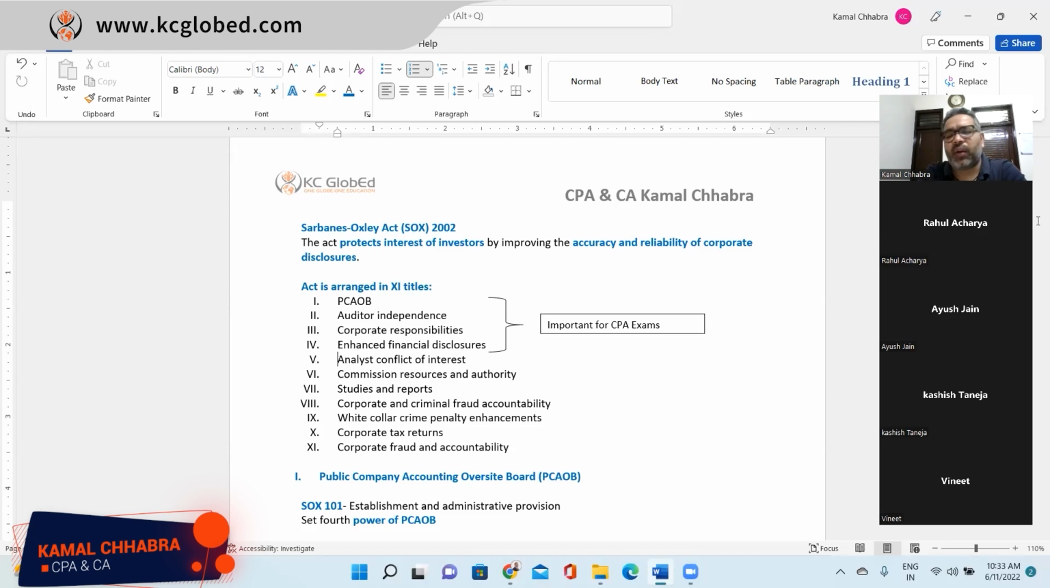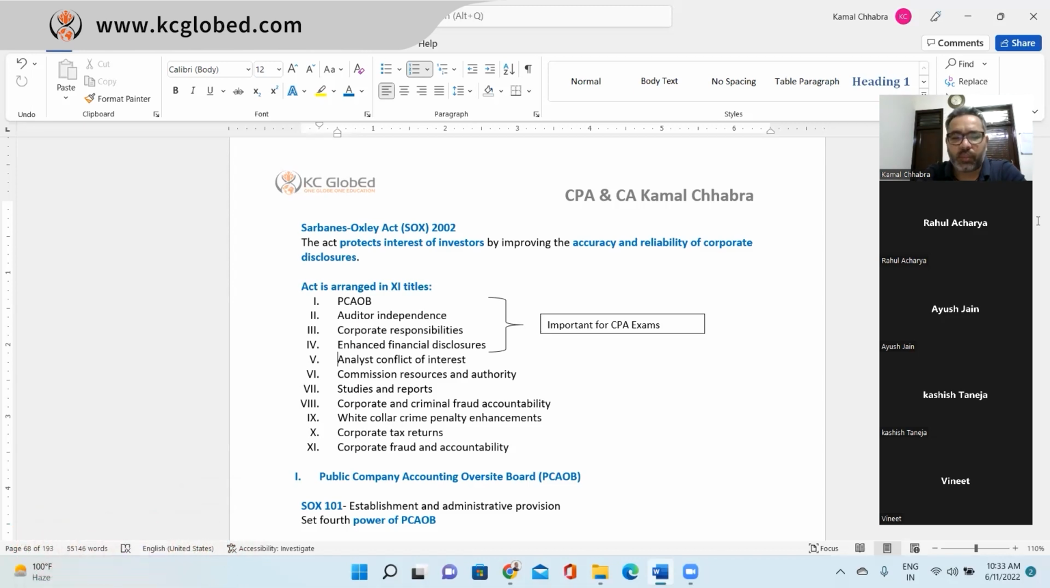So from the SOX Act 2002 and the update in 2013, the primary focus of the act is to ensure accuracy in reporting. The financial statements, what the company reports in its balance sheet, profit and loss account, cash flow statement, notes to accounts, and other disclosures along with the financial statements, especially management discussion and analysis: are they accurate or not? Are they reliable or not? For that, they have put certain compliance requirements on the company.